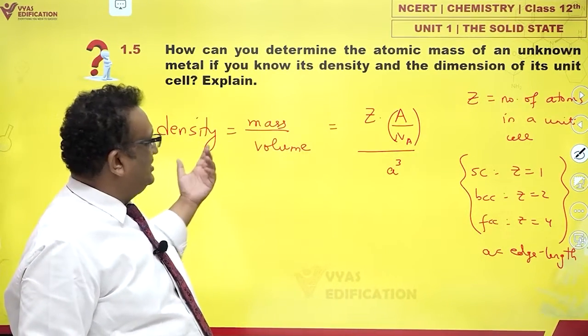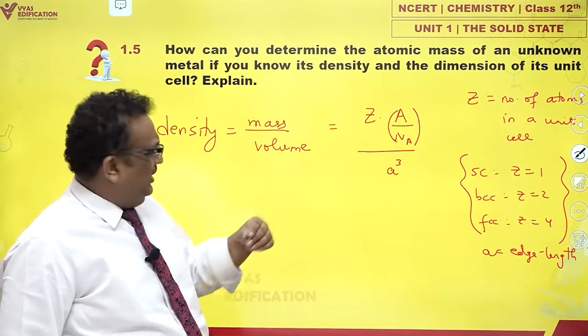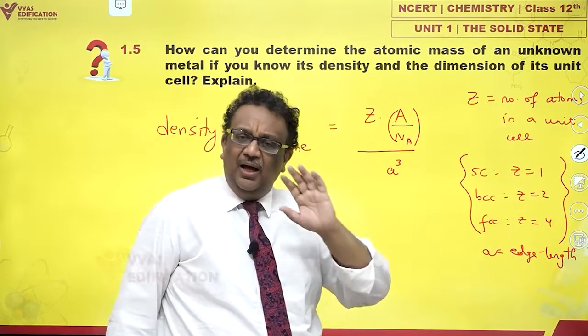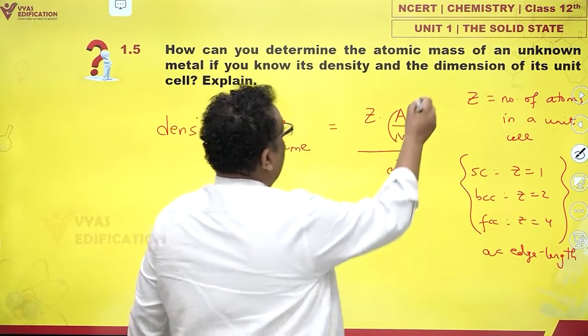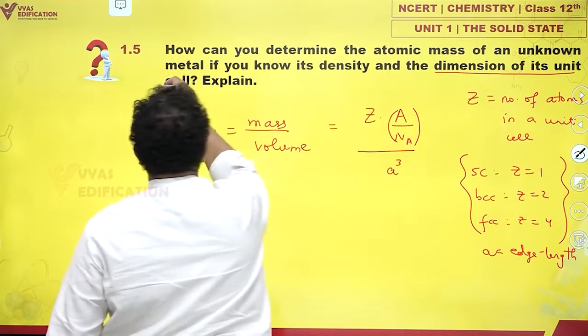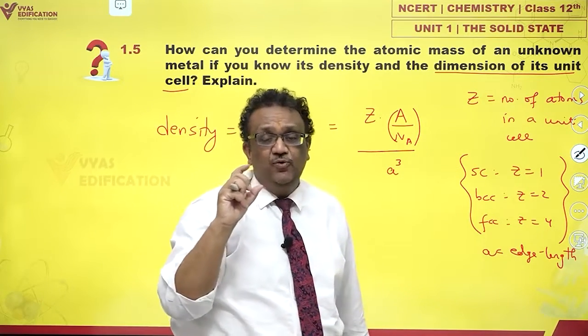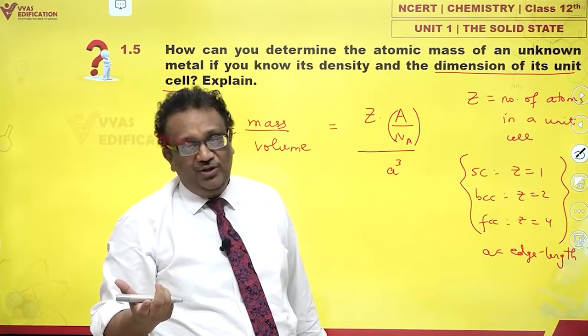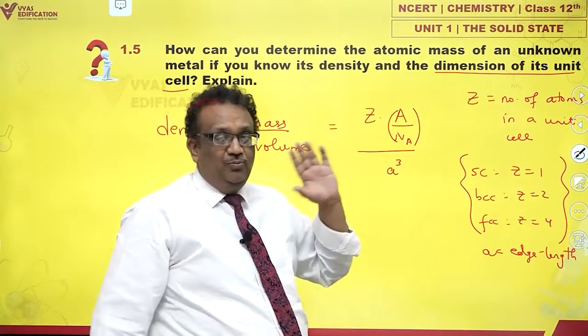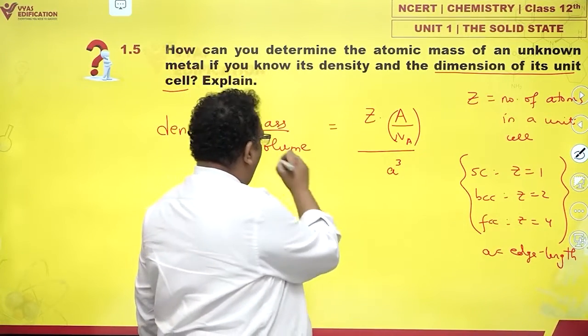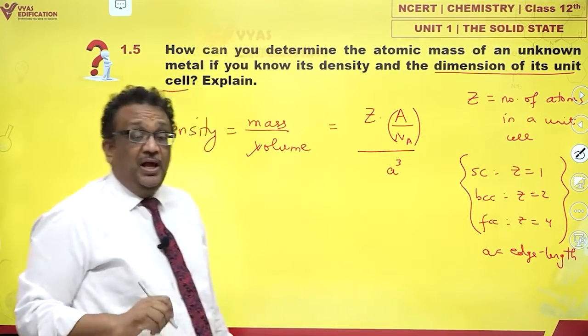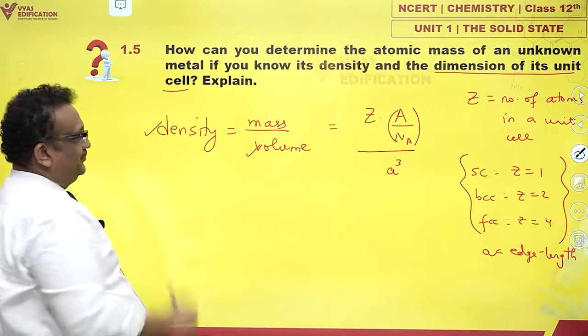You could say, is this applicable only for cubic? Well, even if it is hexagonal, I am given the dimensions of its unit cell. If I know the dimensions of the unit cell, I can always find out the volume. That is not a problem. So I know the volume. I am given the volume. I am also given the density.